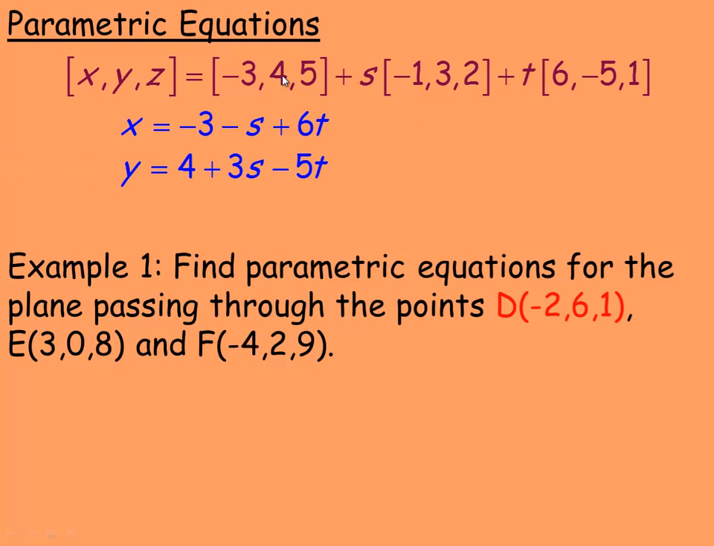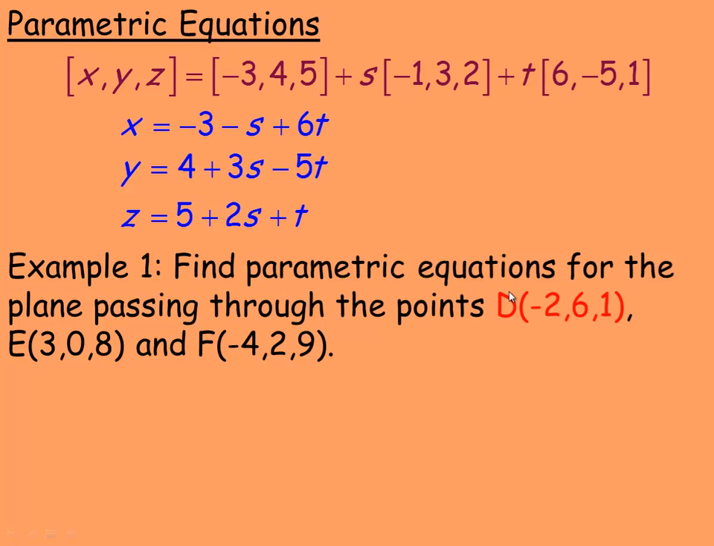For y, y would equal 4 plus 3s minus 5t. And z would equal 5 plus 2s, multiplying the s in, plus t. So that's the parametric equations. If you write them all in the same order, and you're always supposed to, the first constants represent the coordinates of a point on the plane, or the components of a position vector for the plane, and then the coefficients of s and the coefficients of t are the components of 2 vectors parallel to the plane.